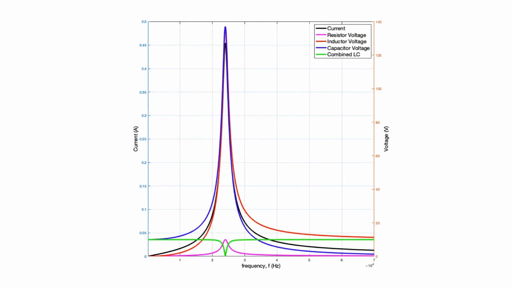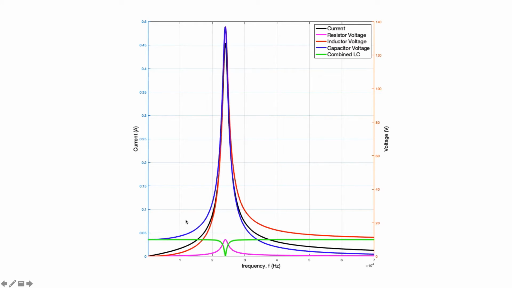Let's take a closer look at what is happening to the current and to the voltages across each circuit element. In this graph, the current corresponds to the black curve, magenta corresponds to the resistor voltage, the red curve corresponds to the inductor voltage, the blue curve corresponds to the capacitor voltage, and this green curve corresponds to the combination of VL and VC, that is VL minus VC.